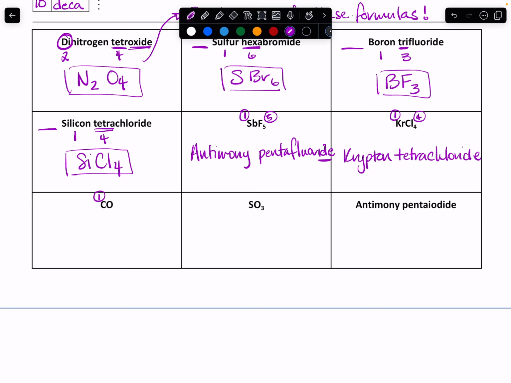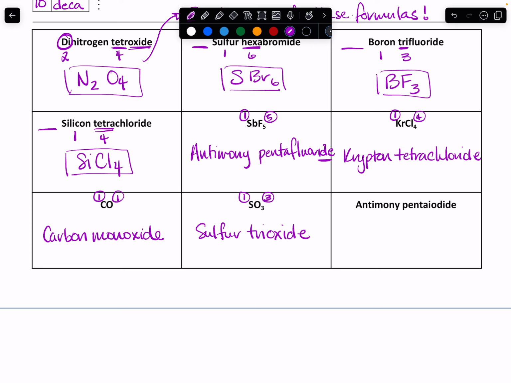CO. So we've got one carbon and one oxygen. Again, no mono out front, just carbon. And then we are going to use monoxide. Probably have all heard of that, carbon monoxide. SO3. So one sulfur and three oxygens. This is sulfur trioxide.